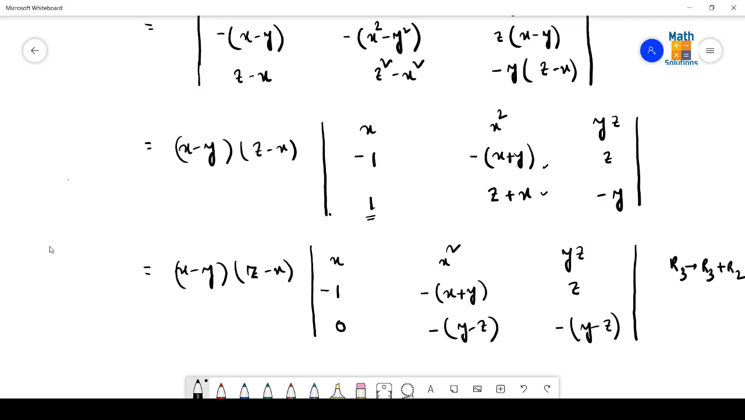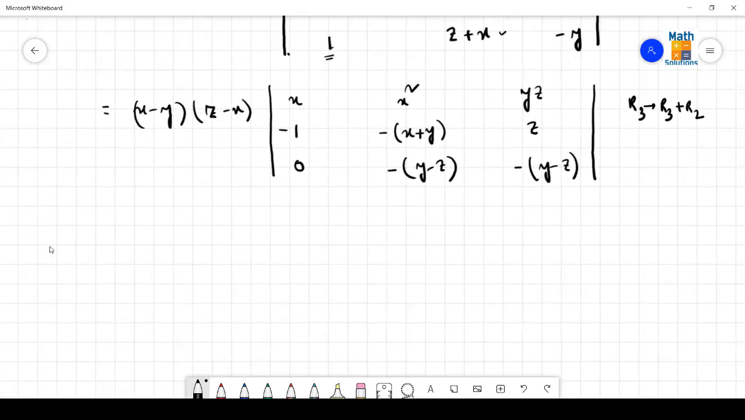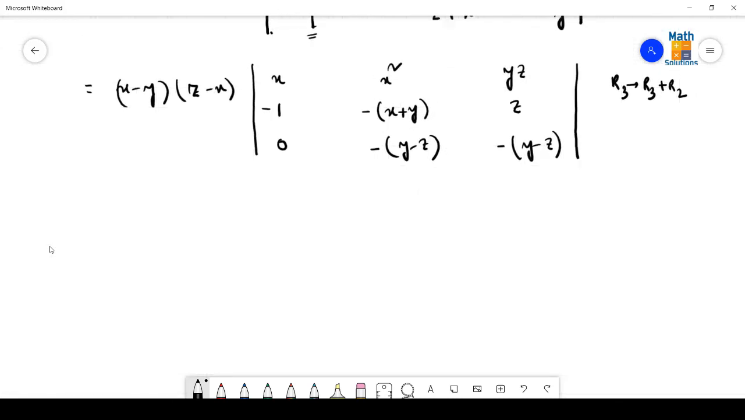So these are the results of this step where we did R3 plus R2 for R3. After this we can find that these two terms, y minus z, are common along R3. So this can be taken out, as this is also a requirement for the RHS. So y minus z is taken out, z minus x is also taken out. So what are the things left?